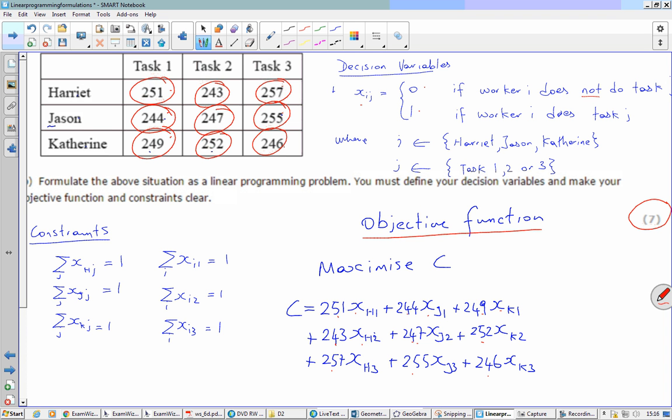In actual fact, if we look down the columns here, one of these numbers is going to be equal to 1, and the other 2 are going to be equal to 0. One of these is going to be equal to 1, the other 2 equal to 0. One of these is going to be equal to 1, and the other 2 equal to 0. And we could likewise do the same with the rows. Okay, so that is it. That is the linear programming formulation of the allocation problem.